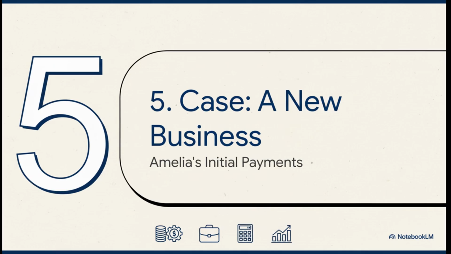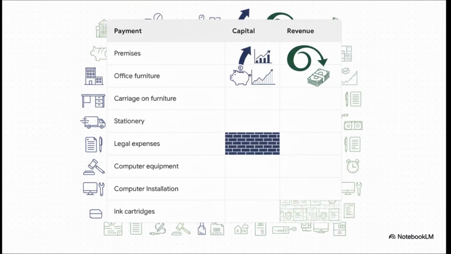We're going to look at a new business owner, Amelia. She's made a whole bunch of payments to get her company started, and our job is to classify every single one of them. So here they are, Amelia's first round of expenses. We've got the big ticket items like her new office space and furniture, but also smaller things like stationery, legal fees, and even ink cartridges. Let's go through them one by one and drop them into the correct column, capital or revenue.